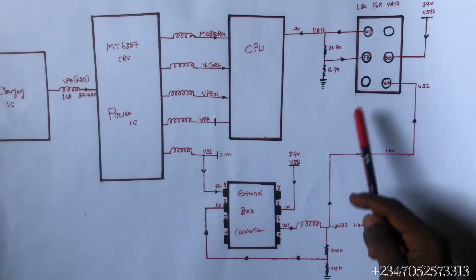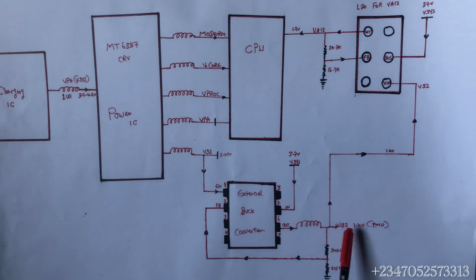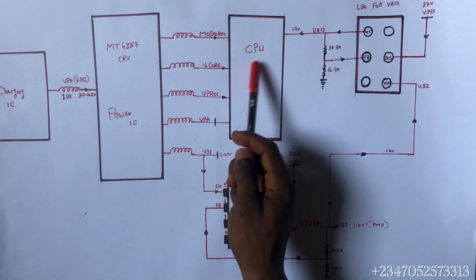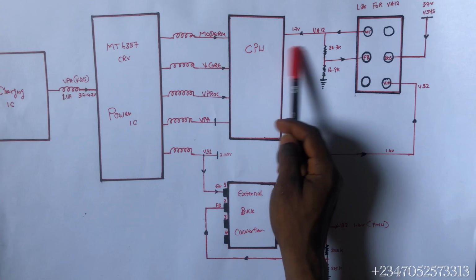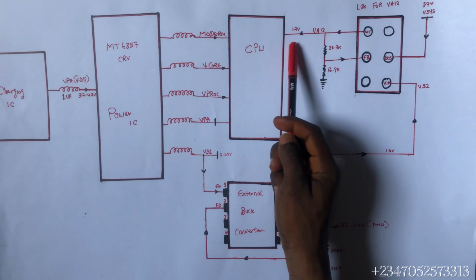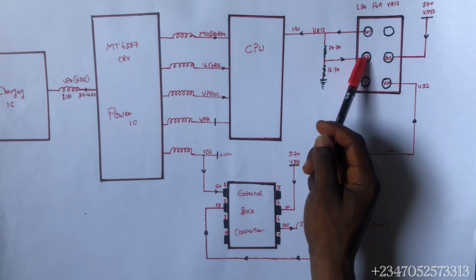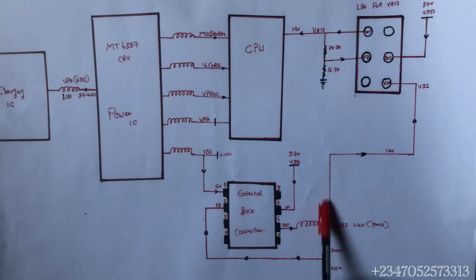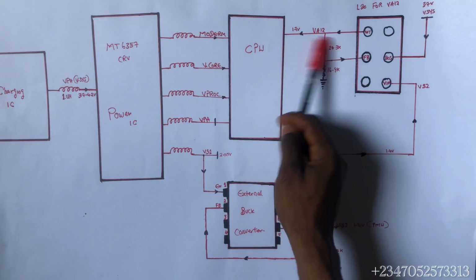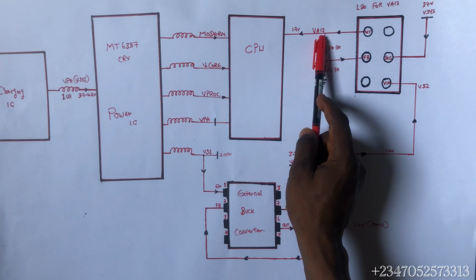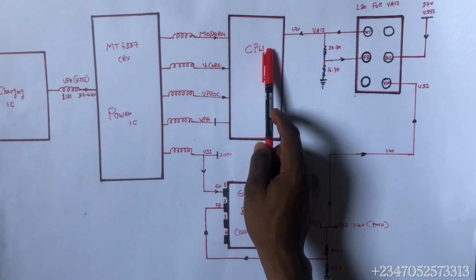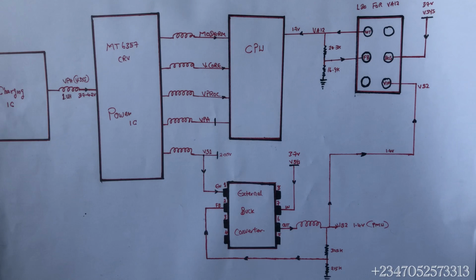So they need another LDO that will step this 1.4 volts down, so that our CPU can take in 1.2 volts. That is the highest voltage this CPU can take in, 1.2 volts for this particular circuit. So now they create another IC that will step this 1.4 volts to 1.2 volts, so that this VA112 line can enter our CPU.